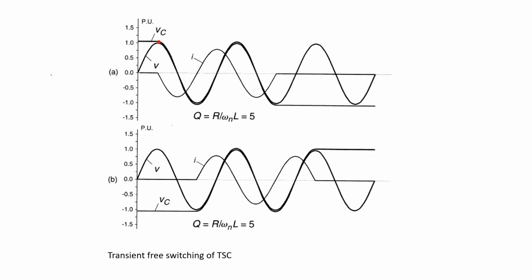it is transient free. So this positively charges the capacitor. Similarly, the capacitor is charged up to the maximum of the system voltage, but in the negative direction. So this is the right instant to turn on the thyristor, and as soon as the thyristors are turned on, again it will give transient free switching of the capacitor.